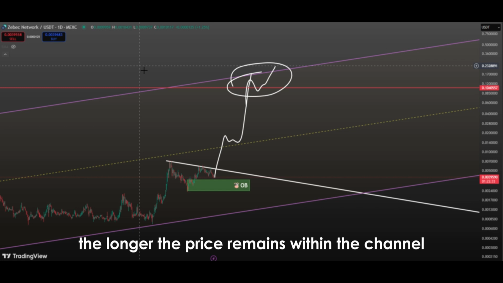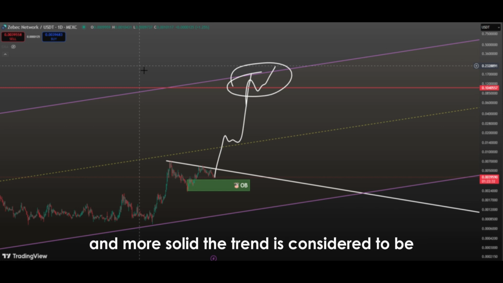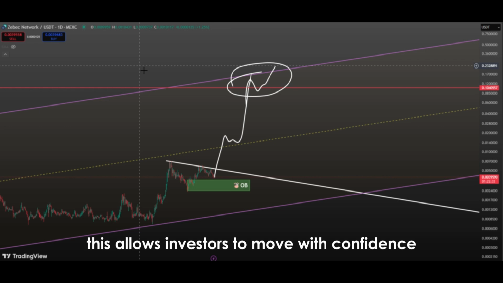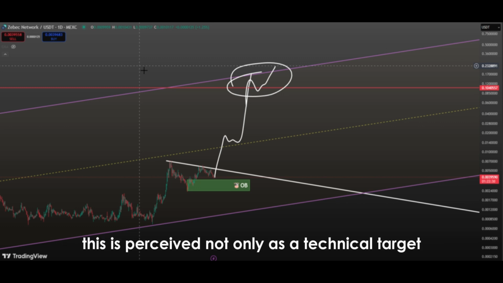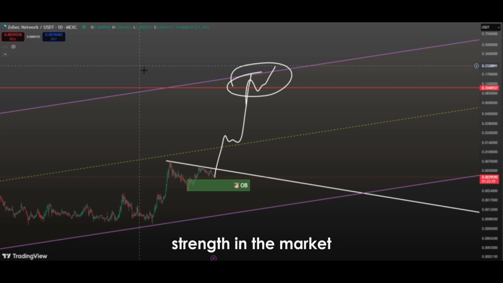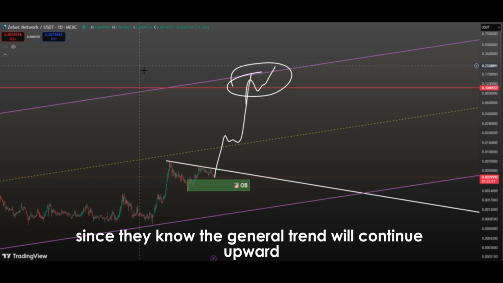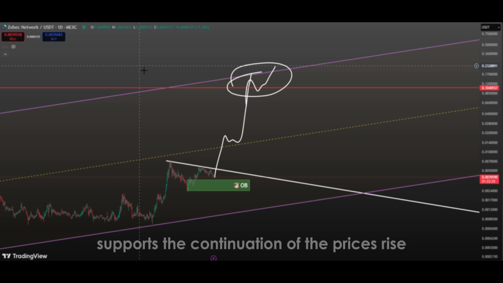The longer the price remains within the channel, the stronger and more solid the trend is considered to be. This allows investors to move with confidence. In other words, if the price reaches the upper band and rises to 10 cents, this is perceived not only as a technical target, but also as a strong indication of the trend's strength in the market. Even if investors take short-term profits in such a situation, since they know the general trend will continue upward, they tend to hold their positions or buy again, which in turn supports the continuation of the price's rise.